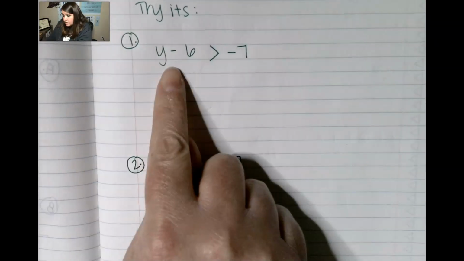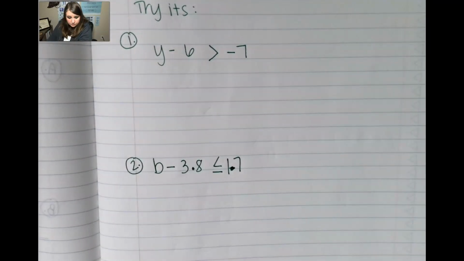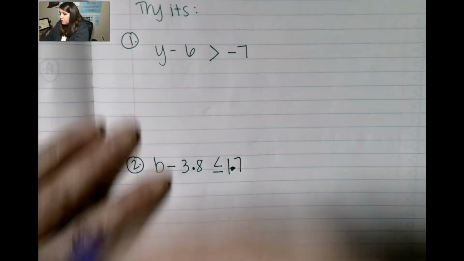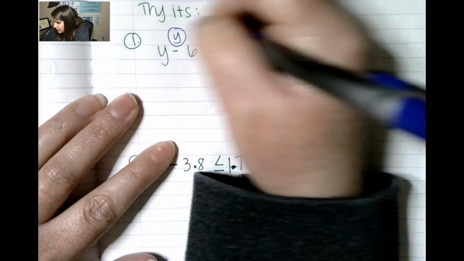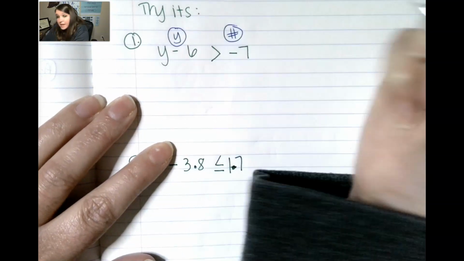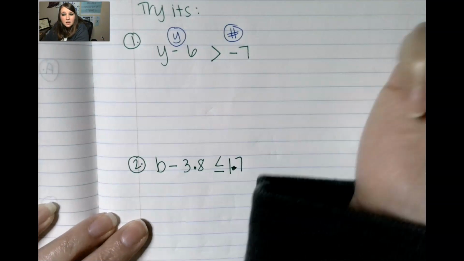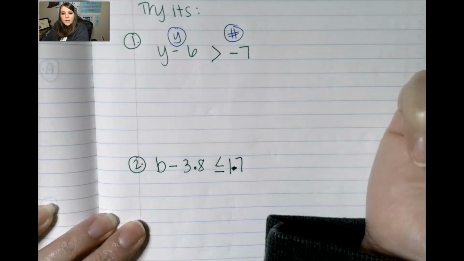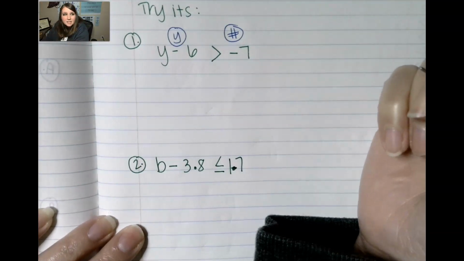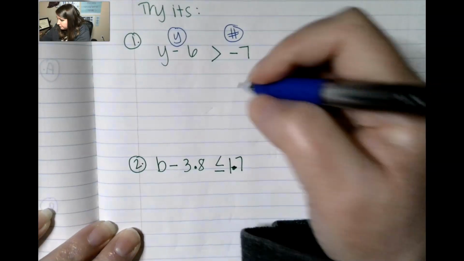Again, it doesn't matter about the letter. It can be any letter as long as you solve it. So we want letters on one side, numbers on the other. Go ahead and hit pause right now so you don't hear me solving. And then when you're ready, come on back and hit play so you can check your work.